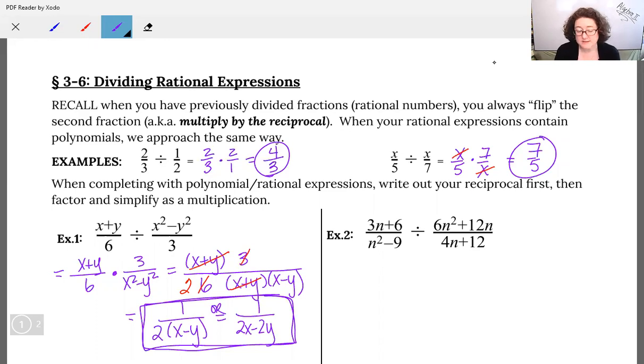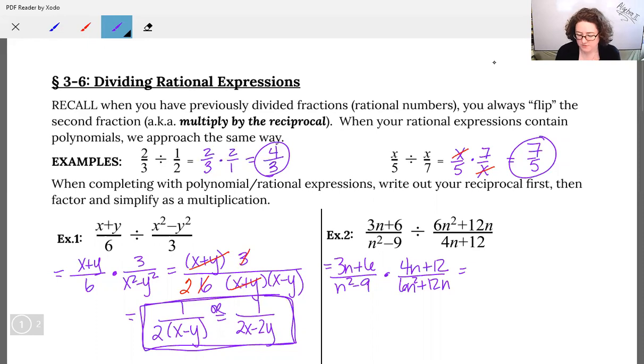Alrighty, example 2, again, same thing. Let's rewrite it as a multiplication first. So (3n + 6)/(n² − 9) times (4n + 12)/(6n² + 12n). And I always like to write these out first before I start actually factoring. I don't want to try to do too many things in one step, because that's when I start making typos or lose track of what steps I'm doing. Do one task at a time.